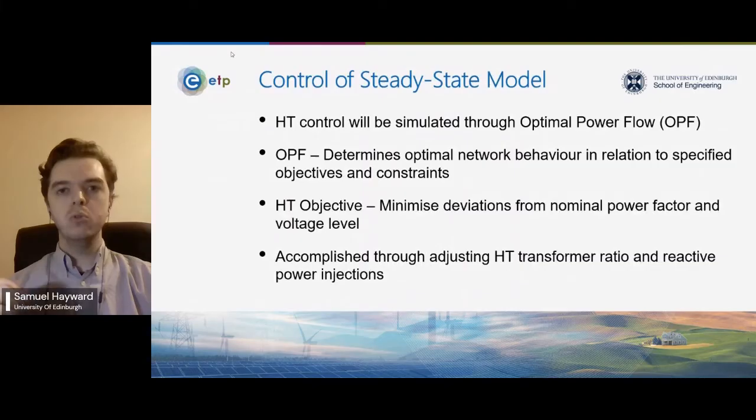So the control of the hybrid transformer will be simulated through the use of optimal power flow. Optimal power flow being a method of determining the optimal operation or behavior of a network in relation to specified objectives and constraints. For the hybrid transformer model, the objective function will be to minimize deviations from the nominal power factor and voltage level. And this will be accomplished by making adjustments to the transformer ratios and the reactive power injections.